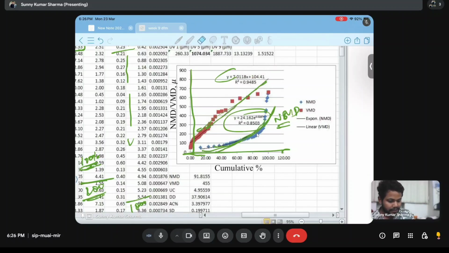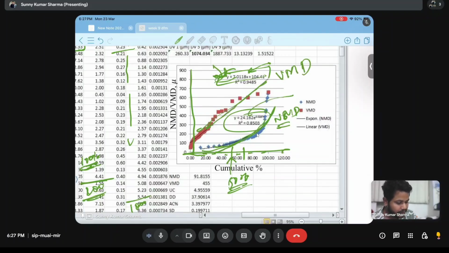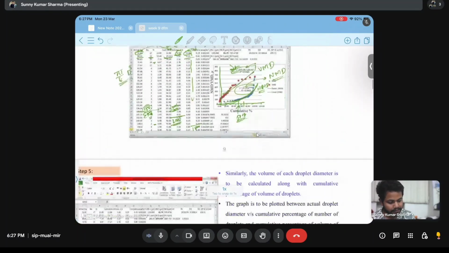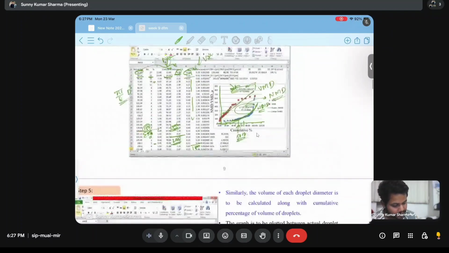Now on the x-axis we will take 50%. At this point, at 50%, we put that value in this equation and the y value will come. That y will become the volume median diameter, and in the other equation, it will become the number median diameter. So this is the procedure to calculate VMD and NMD in field conditions in real time.